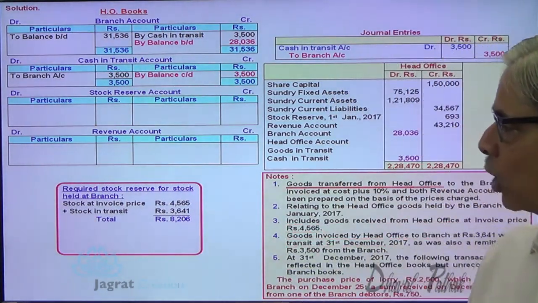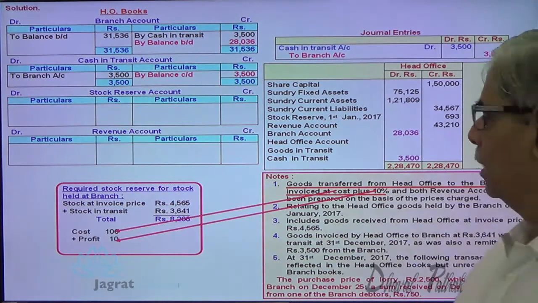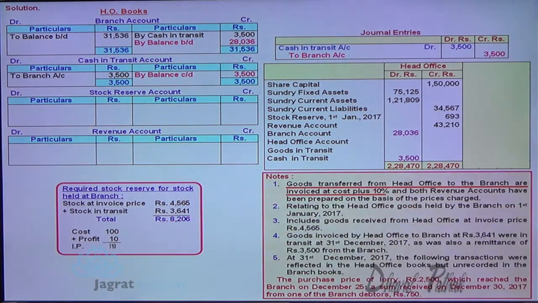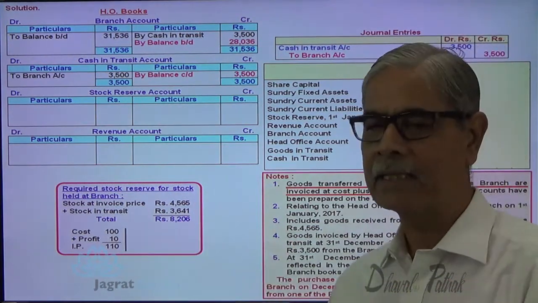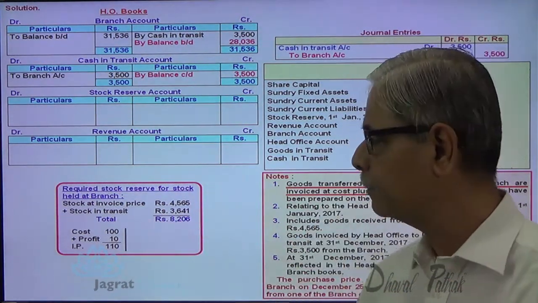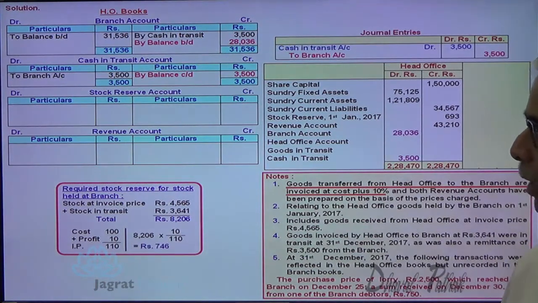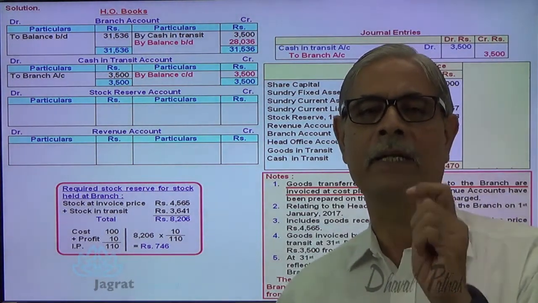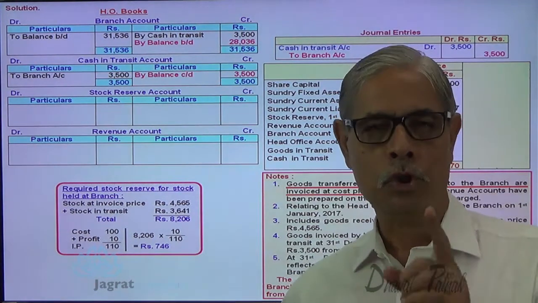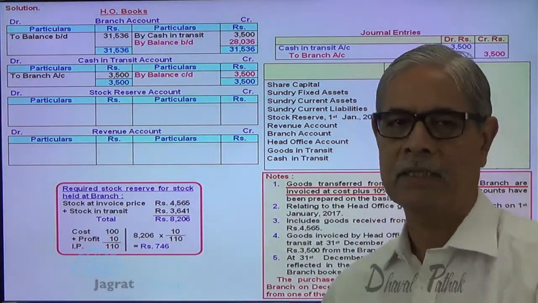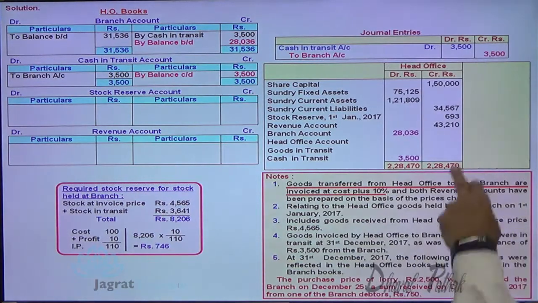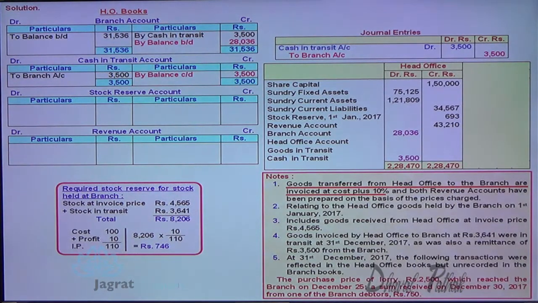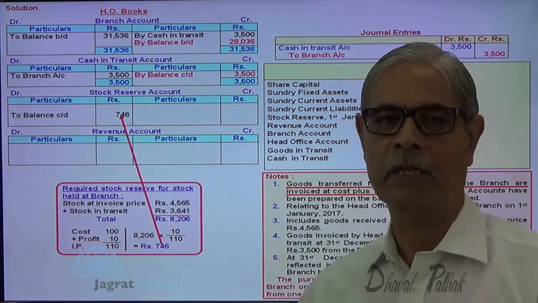So suppose the cost is 100, then profit is 10 and 110 is the invoice price. If 110 is the invoice price, then 10 is the profit. How much for 8,206? So 8,206 into 10 upon 110, 746 is the unrealized profit in the stock. So the stock reserve required is 746. How much stock reserve exists? 693. So this is the closing balance of stock reserve required.